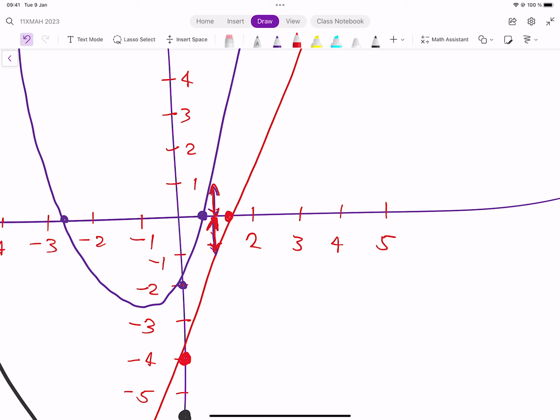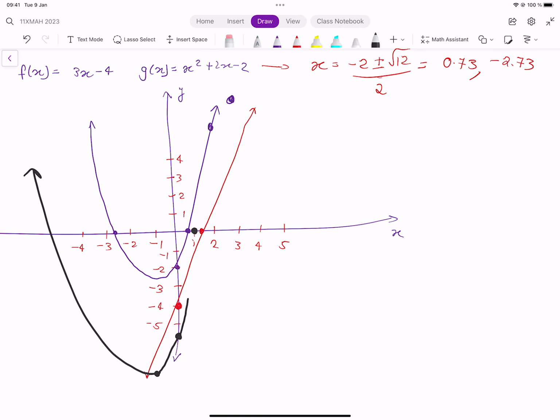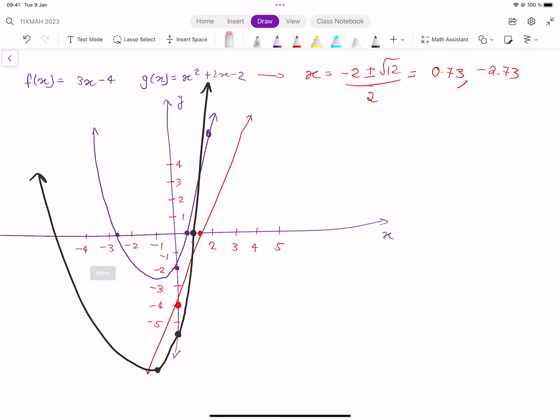So if we add those two together, say it's going to be 1 plus minus 1, we're going to get 0. So my x-intercept, sorry, is going to be there. So it's going to go up, it's going to go up like that. So we can see it's a parabola.